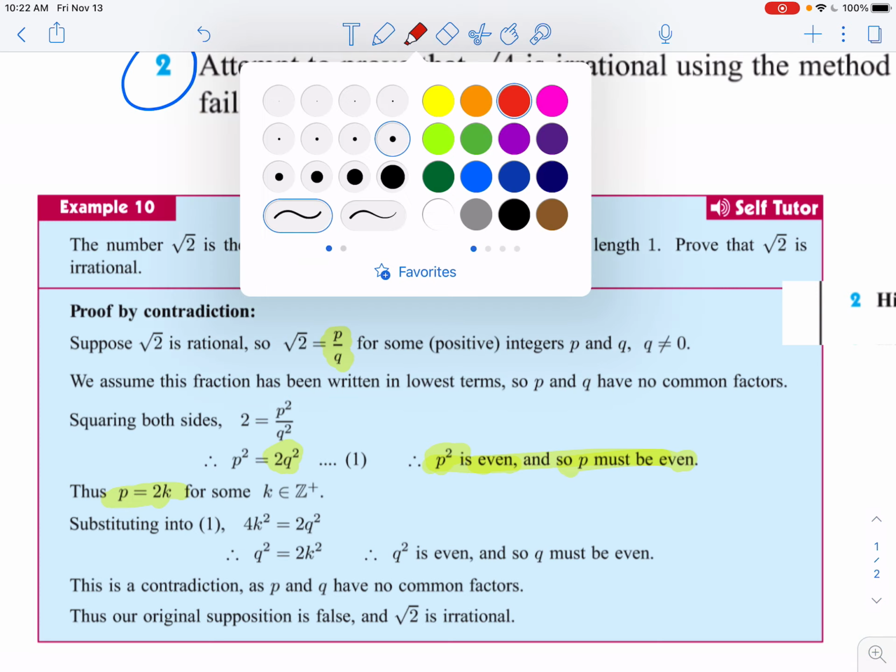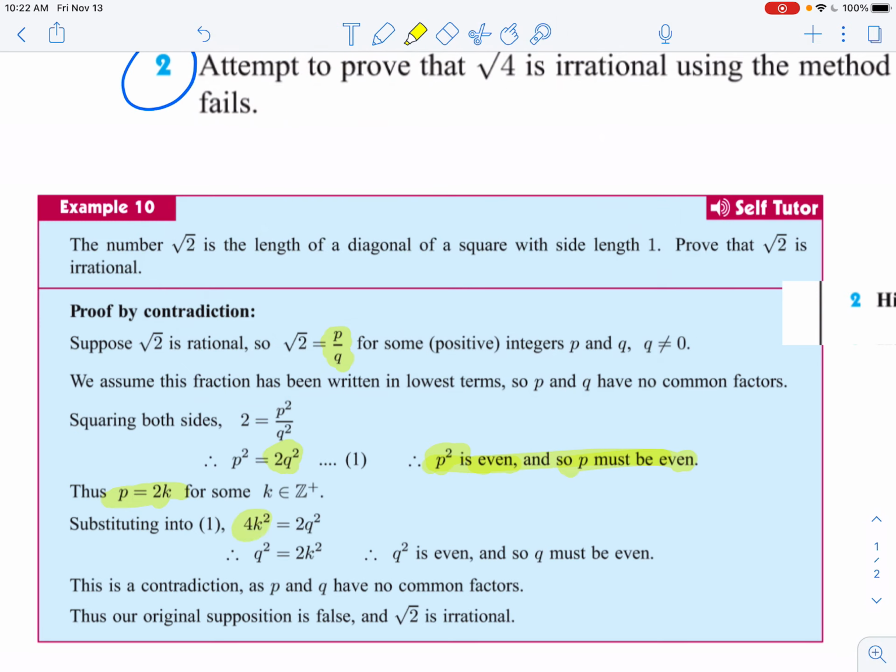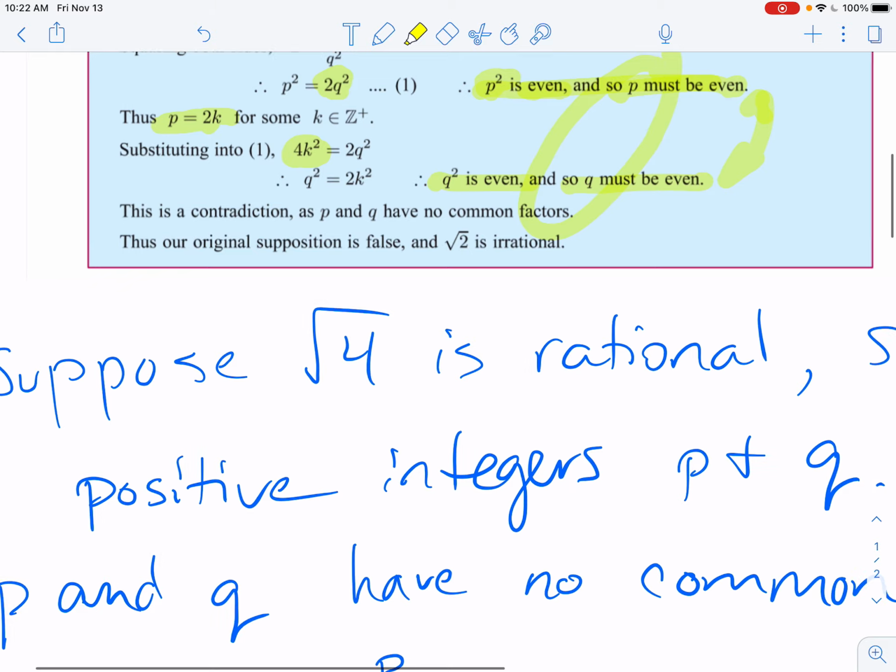And then it gives us 4k squared, and therefore we cancel, and we end up saying that q squared is equal to 2k squared, which means that q squared is also even, so q must be even. But we just said that both p and q are even. But we said that they are in lowest terms, so they can't both be even, because then they both could have a 2 factored out. So that's what happened with that one.